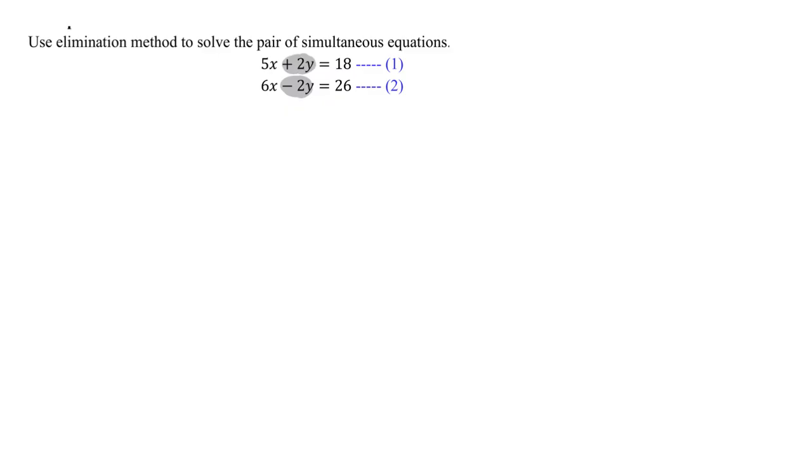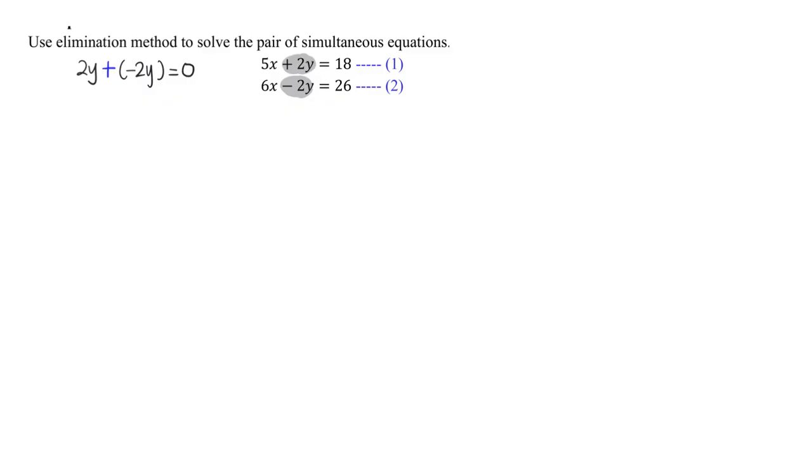This is something for everybody to take note: if I have a positive 2y and a negative 2y, in order to eliminate them, to make it 0, I actually have to plus them together. Because 2 plus negative 2 is the same as 2 minus 2, and 2 minus 2 equals 0.